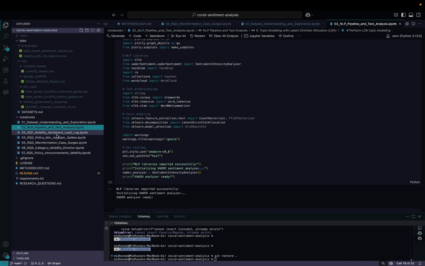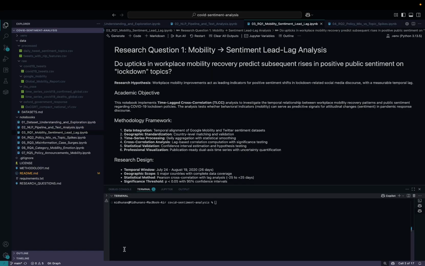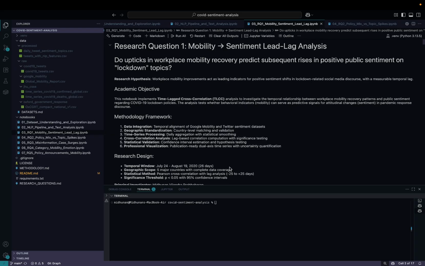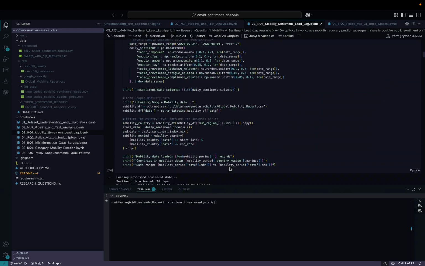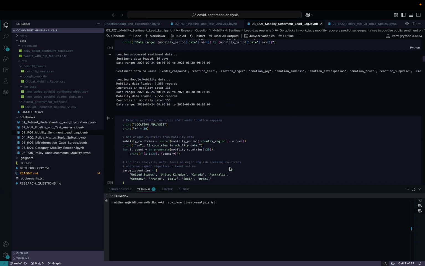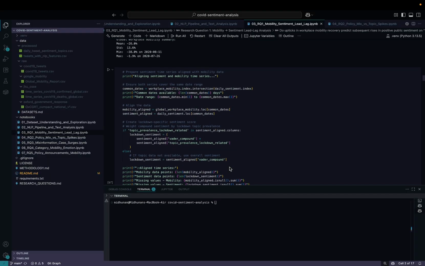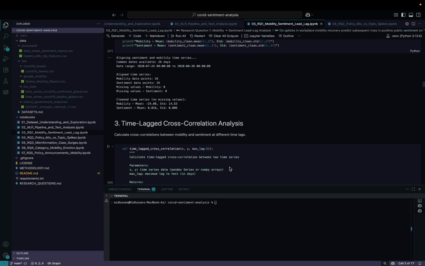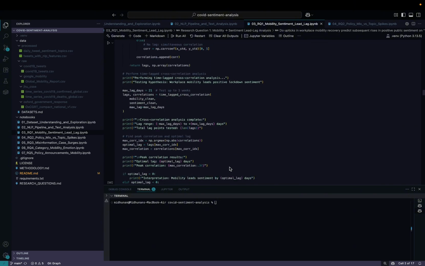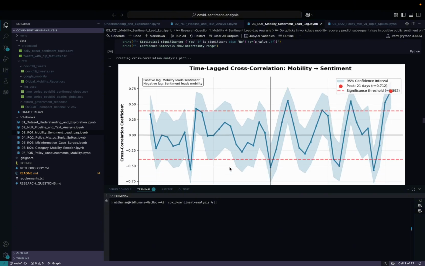And then we'll move on to the research questions. Question 1. Do workplace mobility upticks predict positive lockdown sentiment? In this we have used a couple of methodology frameworks. The important one is the TLCC analysis, that is the time lag cross correlation analysis. First we load and prepare the data sets, and then a couple of other processes we do for the visualization itself. I'll directly go to the visualization.